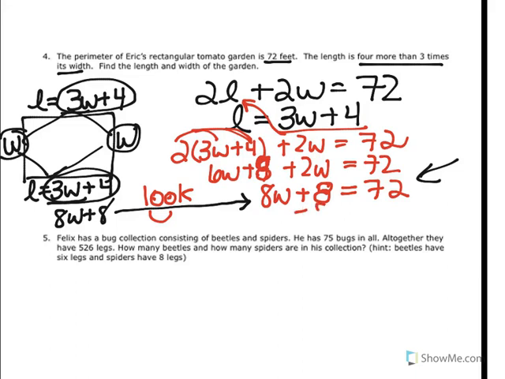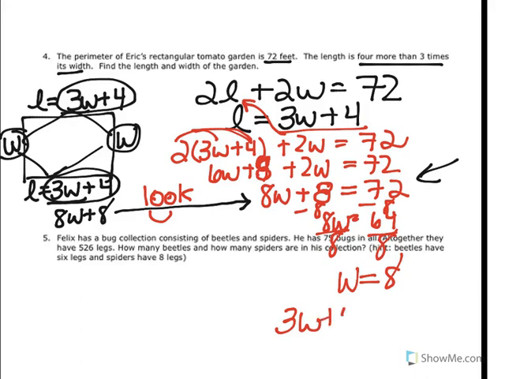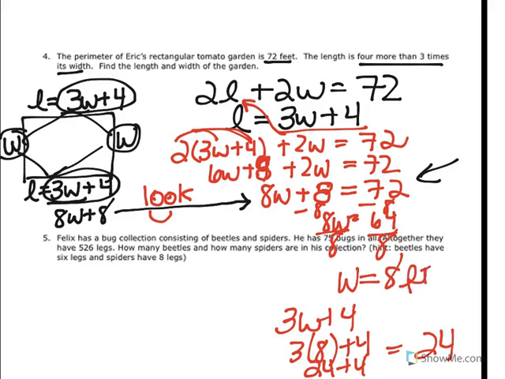Okay, but let's go ahead and finish solving. Subtract 8, and we get 8W equals 64. And so divide by 8, and you get W equals 8. So the width is 8, and so to find the length, you're going to do 3 times W plus 4. So that means 3 times 8 plus 4. And that's 24 plus 4. So the length is 24. And in this case, it's feet, because that's what we have in our problem.